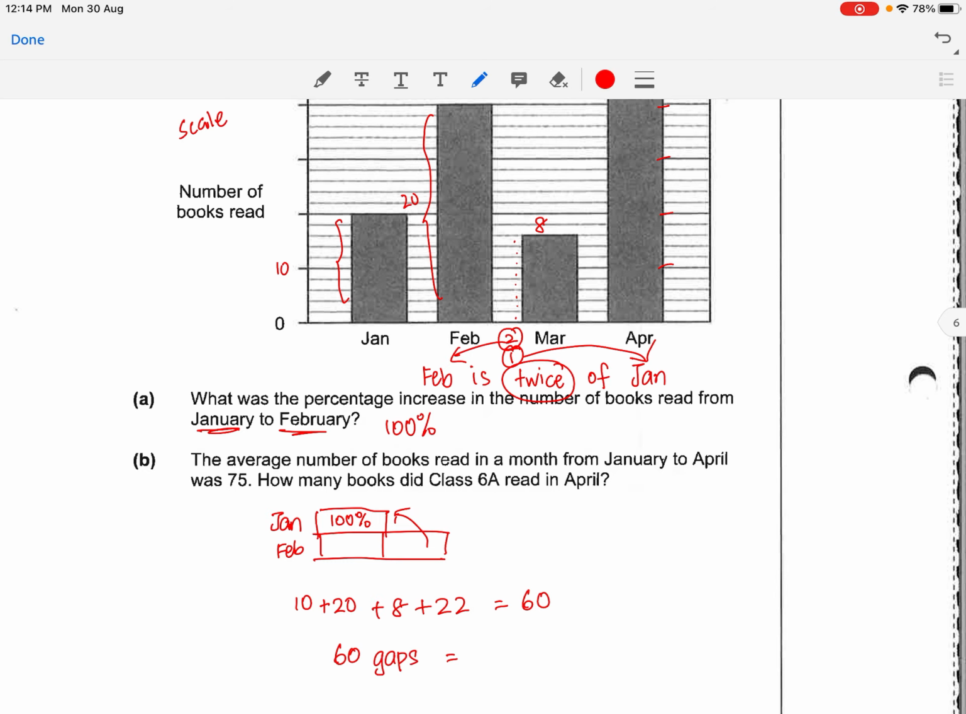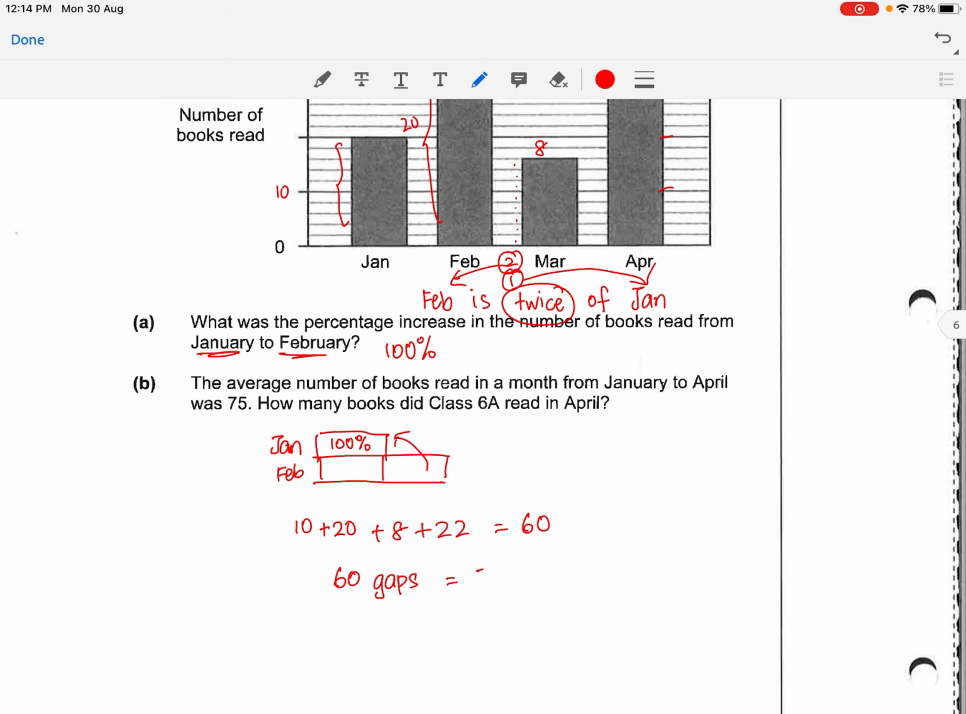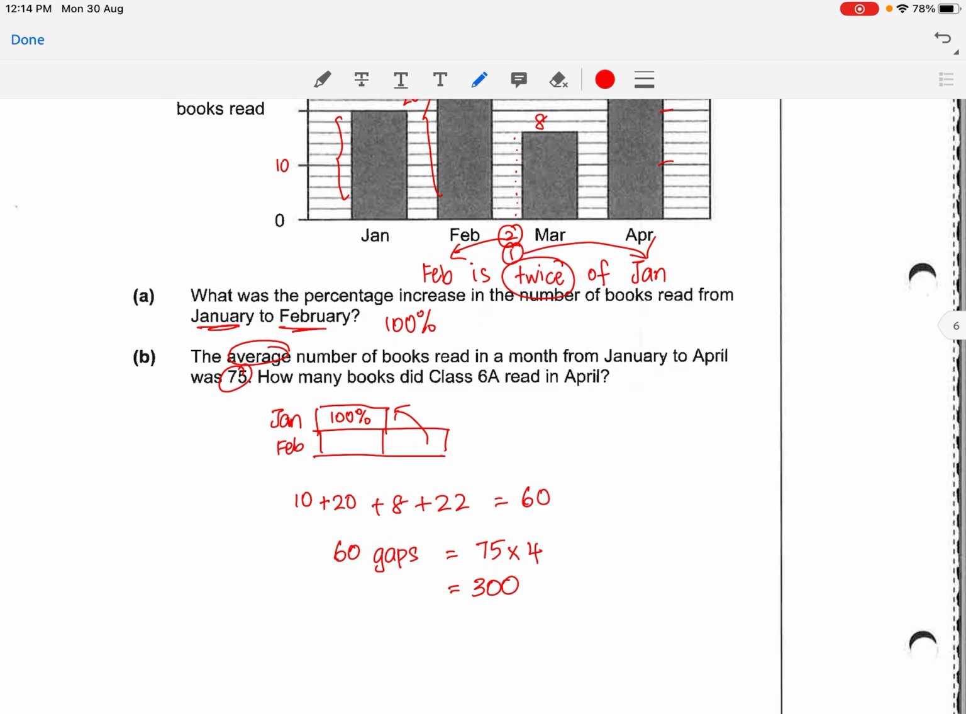60 gaps, some of you think that 60 gaps is 75. It's not true because we are talking about average here. So I would have 75 times 4 because I have January, February, March and April. Times 4, I'll get 300. So I'm going to try to find the interval gaps, the value of each interval. So one gap, I'll do my equation. So I will get my interval is actually 5.